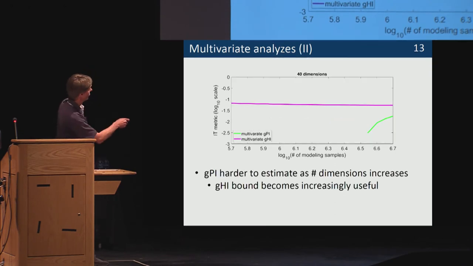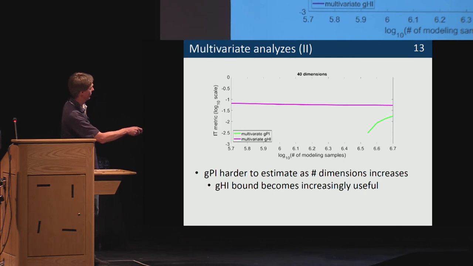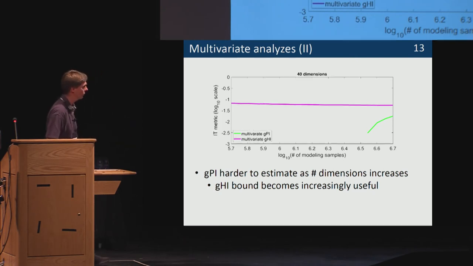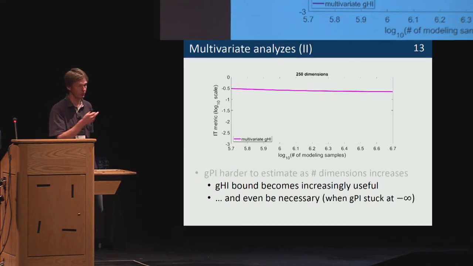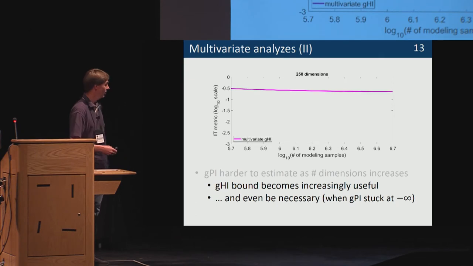For 40 dimensions, you see that you have more information in the bound, but PI becomes harder to estimate, so the bound becomes increasingly useful. And for 250 dimensions, there's no way we can estimate the PI. We can only use the bound. And that's essentially because there, the PI will be stuck at minus infinity all the time.